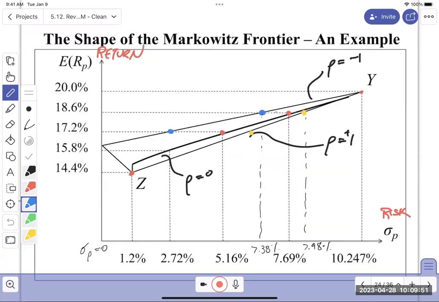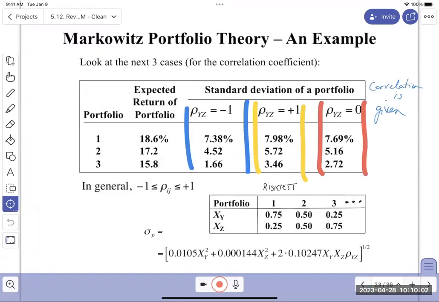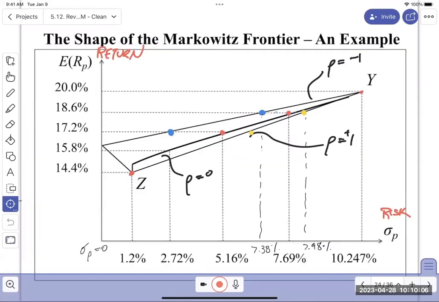My numbers are off. I remember this graph got a little distorted. So where are those numbers? 5.16. Okay, there it is. All right, so it's probably easiest in Excel to put all these numbers in.